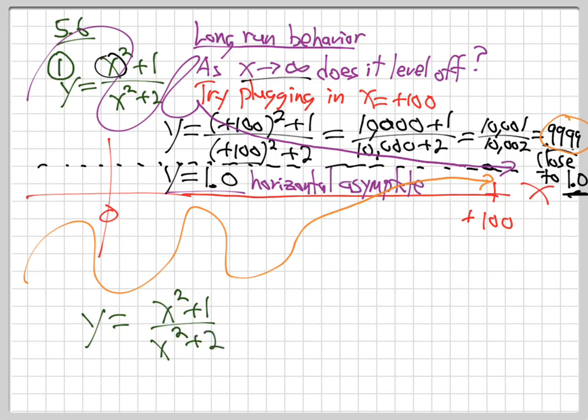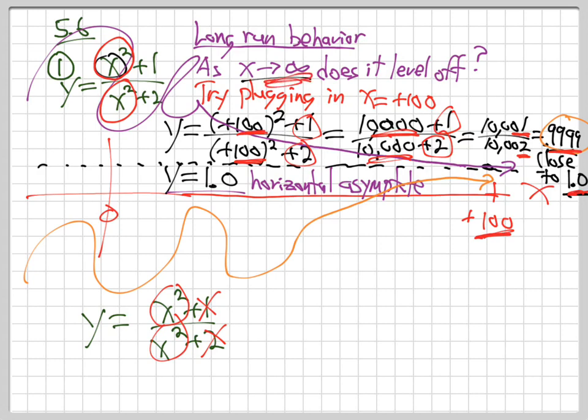What ended up determining that answer? We got 0.9999, which we said is basically 1, so it's leveling off at a height of 1. What made that happen? Did this +1 or +2 really matter? No. It was the 100 squared and the 100 squared, which made it basically 10,000 over 10,000. The +1, the +2, that's nothing. 10,001, 10,002, that's nothing. So all that matters is the most powerful term on the top and the most powerful term on the bottom. The other stuff is chump change. It's so small, it doesn't matter.